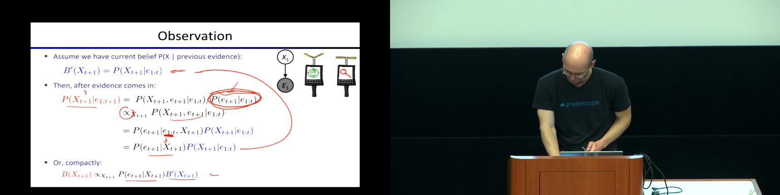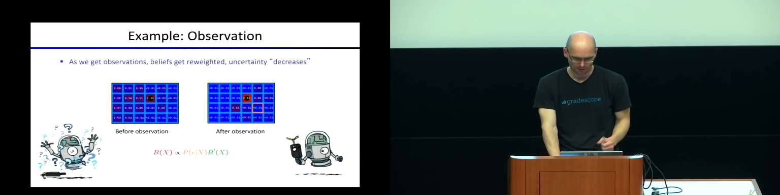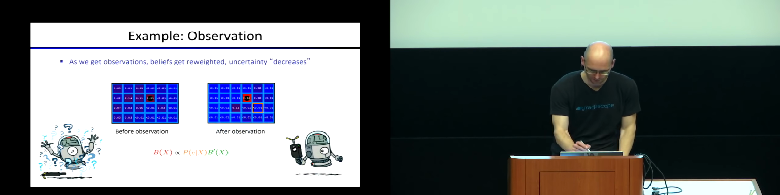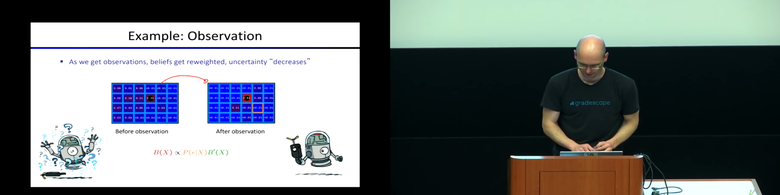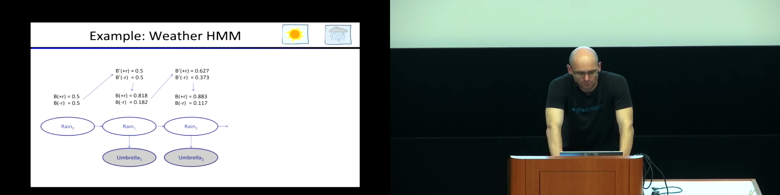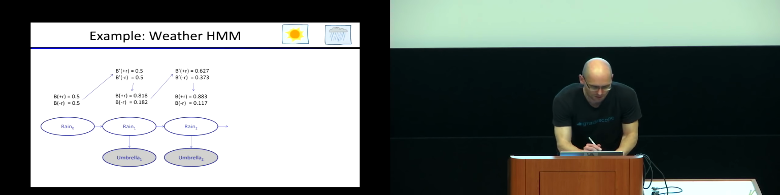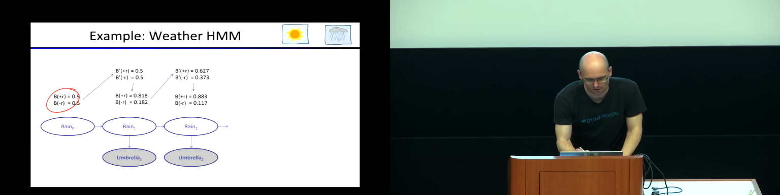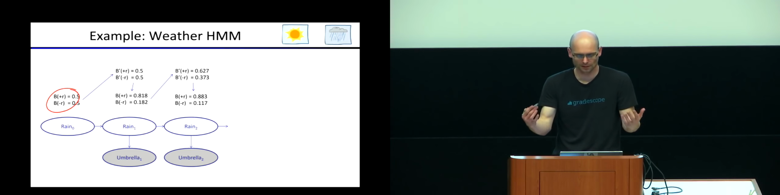Okay. So typically, when an observation happens, beliefs will concentrate, as we see going from left to right here. Let's look at the weather HMM. This slide is working through the math. We start with a uniform distribution over here. Then we transition to again uniform, because of the way the transition model is set up.